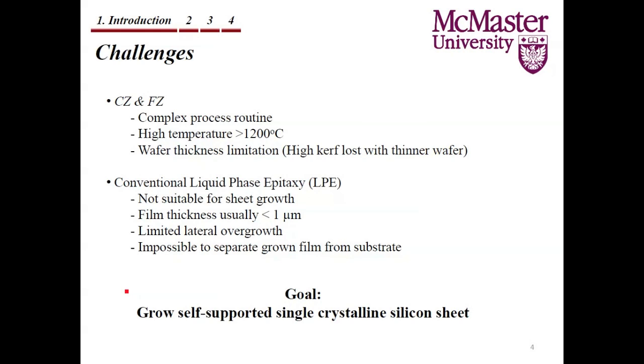There's also an old method to produce single crystal silicon called liquid phase epitaxy. It has a detachability problem, so you cannot separate the grown silicon on top of the substrate from it. So our goal is to find a method to grow a self-supported sheet, meaning it's very easy to separate from the substrate, and it has to be a single crystal silicon sheet so that it can be applied in any kind of photovoltaic applications.